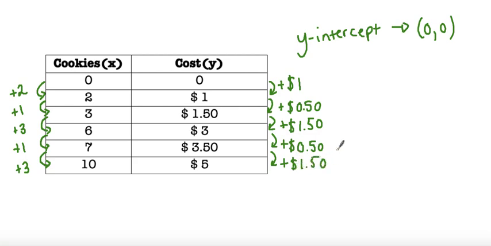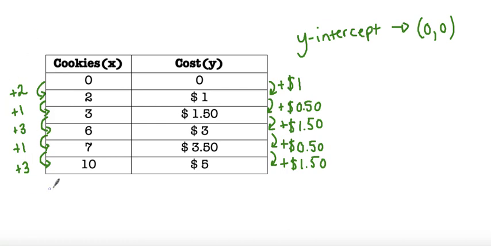Okay, so our table looks like it's going up by different amounts. First, we go from 0 to 2 cookies, then 2 to 3, 3 to 6. So the increase here is not constant, but the increase in price is not constant either. So let's see what that means.